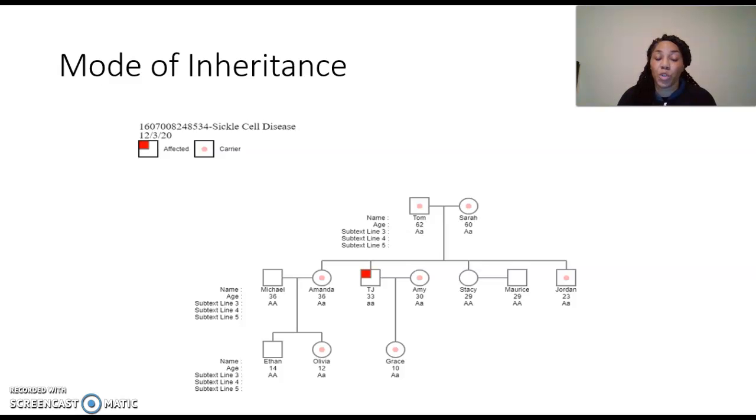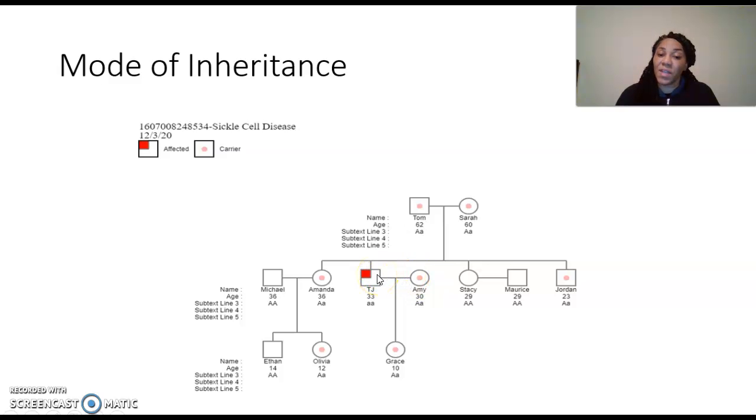Well, in this case, they have 4 children. Amanda is a carrier. Their son, TJ, actually has sickle cell. Stacy is normal. And then Jordan has the trait. Now, Amanda married Michael. There's a 50% chance that the child will have the trait or that the child will be normal. In this case, they had 2 children. Ethan is normal, has the A. And then Olivia inherited that abnormal gene from her mother. So she's a carrier.